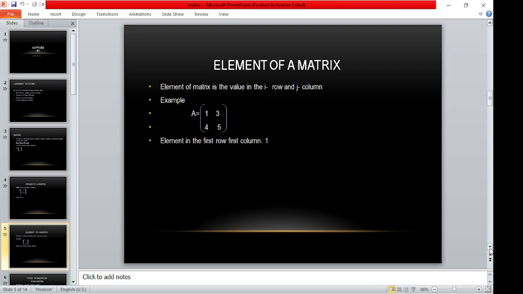We are going to define the element of a matrix. The element of a matrix is the value in the i-th row and j-th column. Example, matrix A has elements 1, 3, 4 and 5. The element in the first row and the first column is 1.